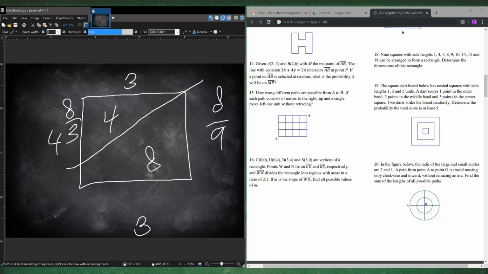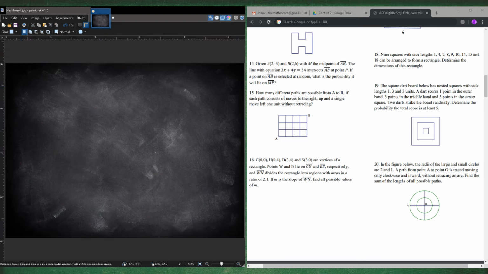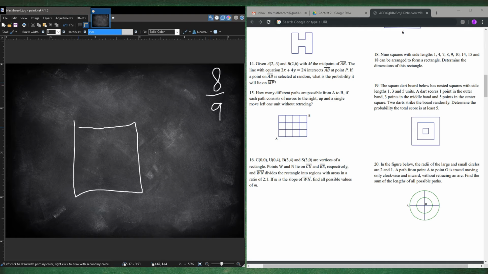Okay, so the highest is 8/9, and now we just need to draw the next one. So let's look for the lowest possible, which is a negative. So think like this. The lowest would be like if this was 8, and this is 3, and this is 4 here.